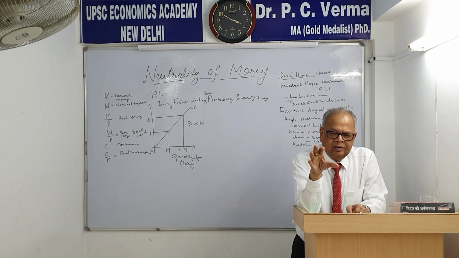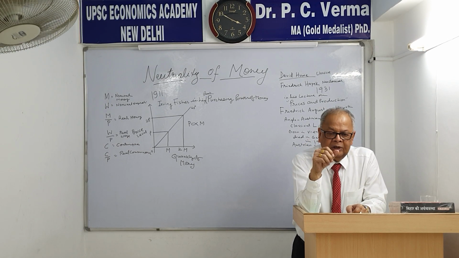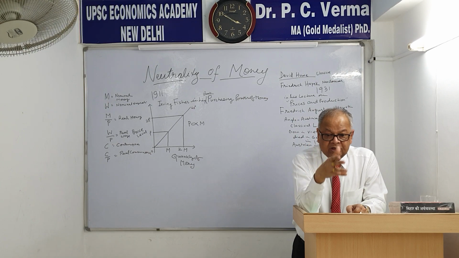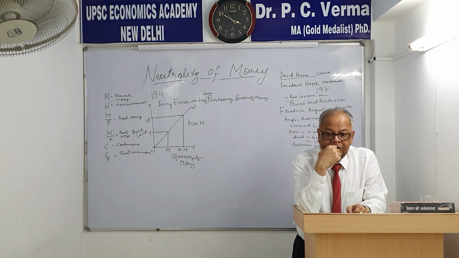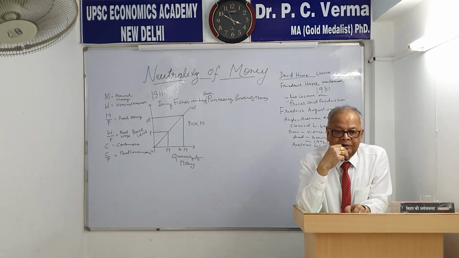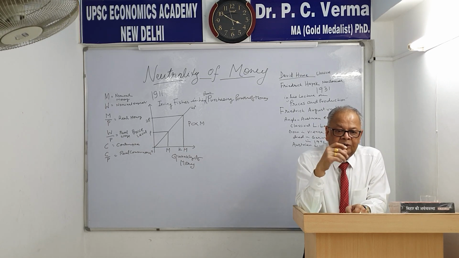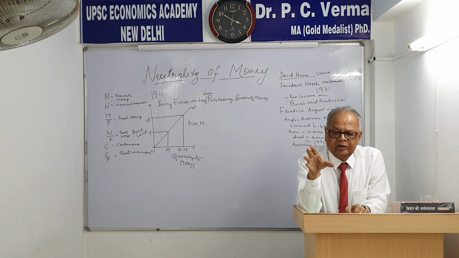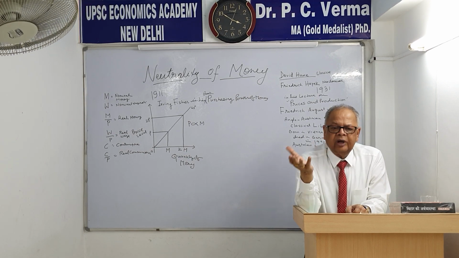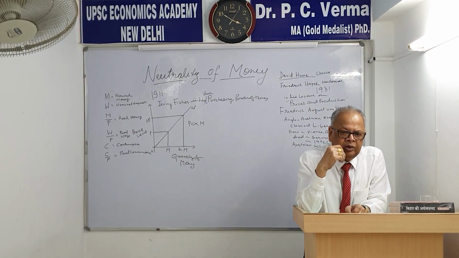Real consumption means consumption divided by price level. Whatever money you have will be spent in terms of price. Then you get goods and you will consume.